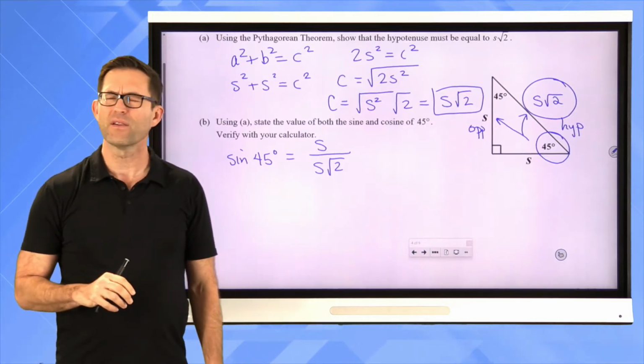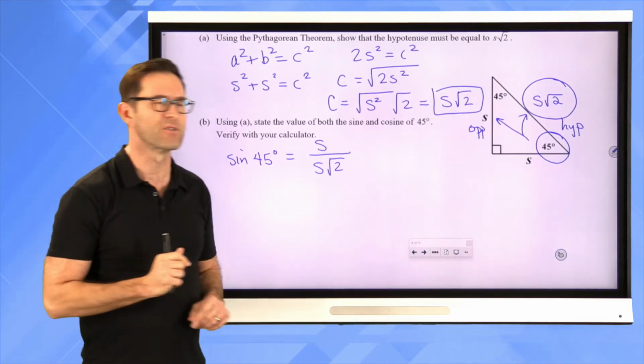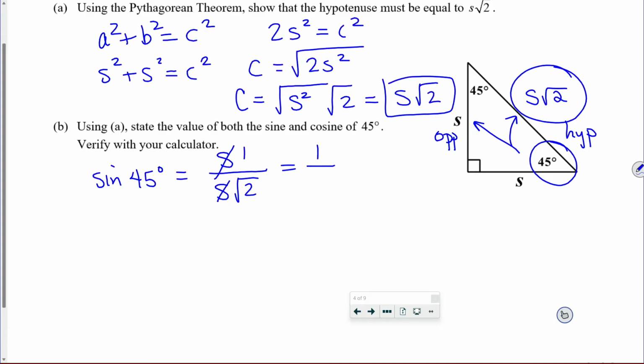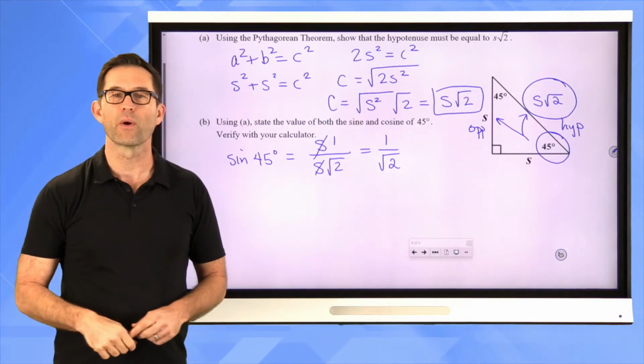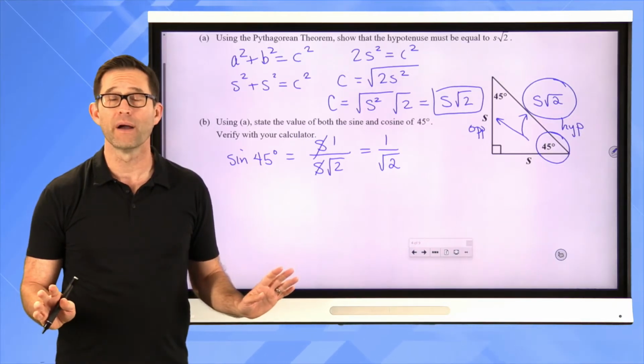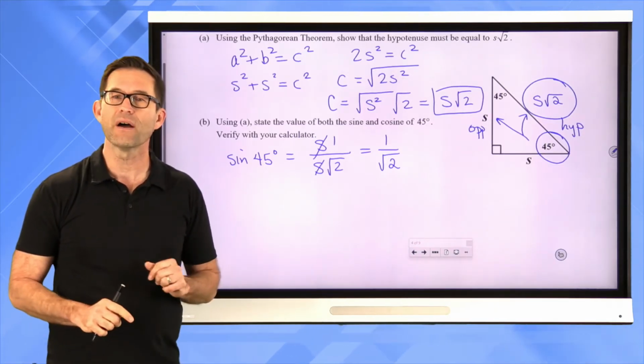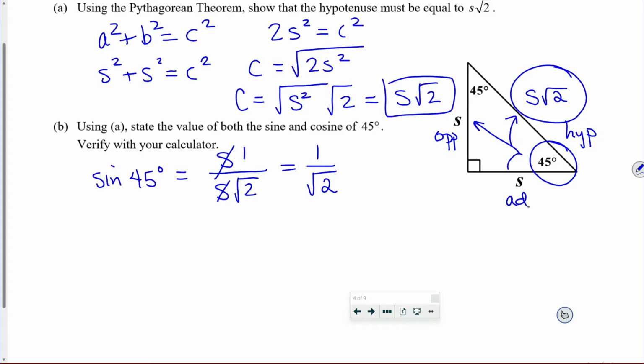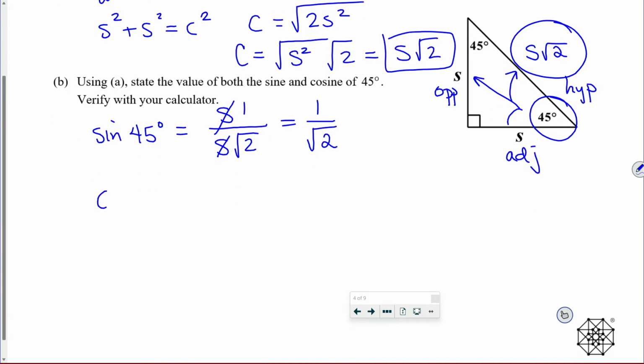And you might be like, well, that looks like it depends on s. But it doesn't, right? Because the s's would just cancel, leaving me 1's in both cases, and that would be the sine of 45 degrees is 1 over the square root of 2. Not the prettiest number, mind you, but it's a number. And the cosine is going to be exactly the same. Why? Well, the cosine is going to be the same because the adjacent side is also s. So the cosine of 45 degrees is also s divided by s times the square root of 2. Those cancel, leaving me with 1's, also 1 over root 2.